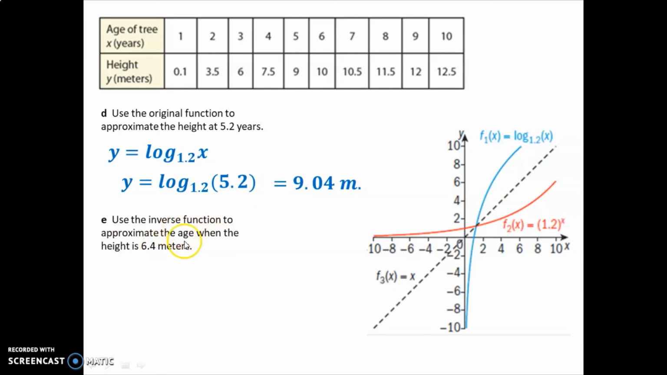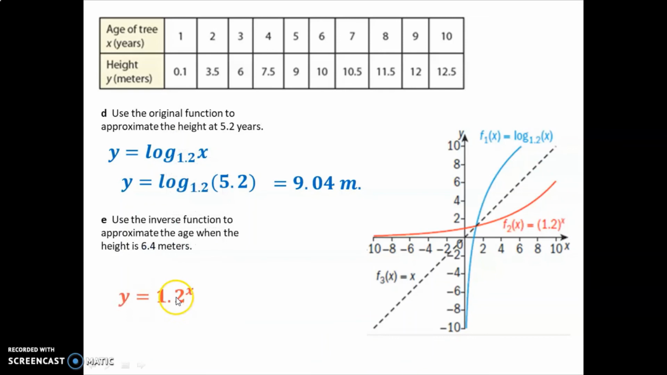Now it says, using the inverse function, approximate the age when the height is 6.4. Notice we're looking for the age of the tree, and we know the height. Of course we could use the original function and just put 6.4 in for y, because that's the height. But if you remember, in our recent lesson we talked about this: what is the purpose of an inverse function? An inverse function takes some original function and swaps the x and y values, right? So if we swap the x and y values here, all of a sudden it is the x that we are solving for, and that's what the inverse will do here. So apply the inverse to find the age when the height is 6.4.